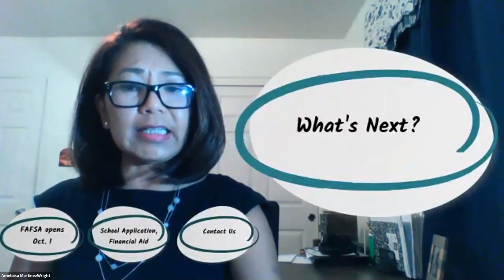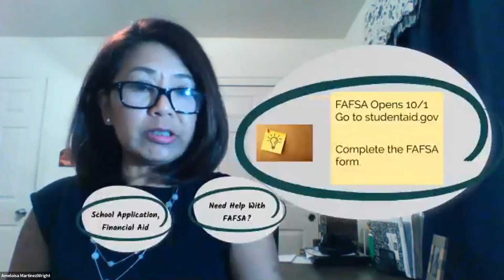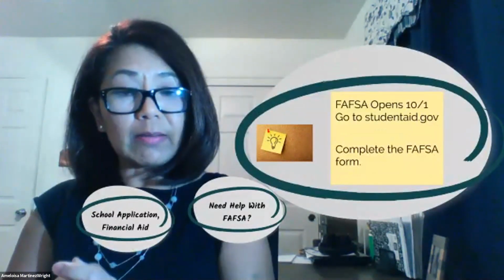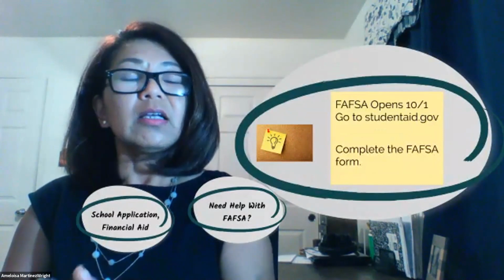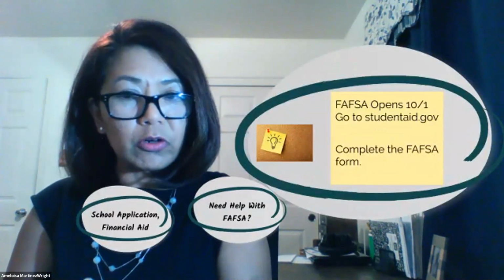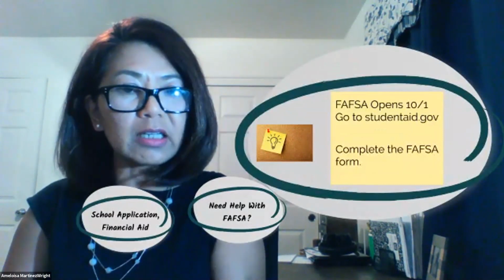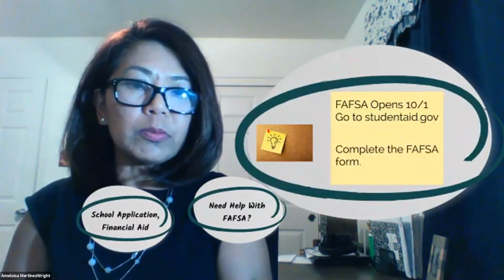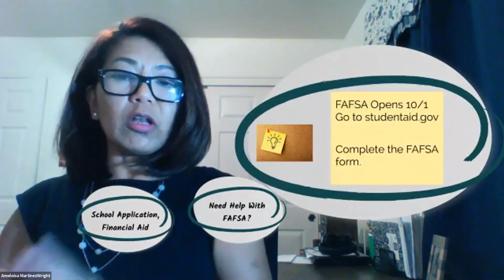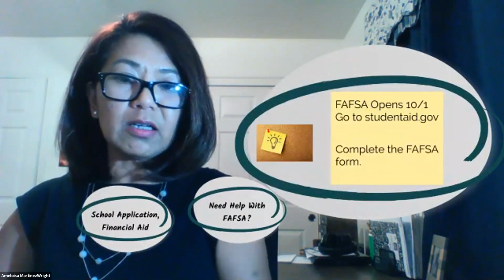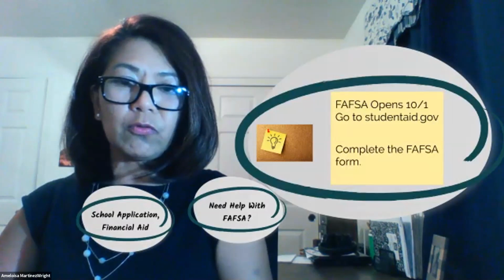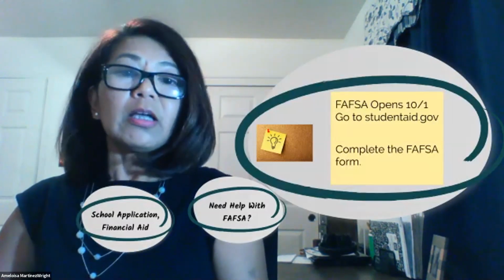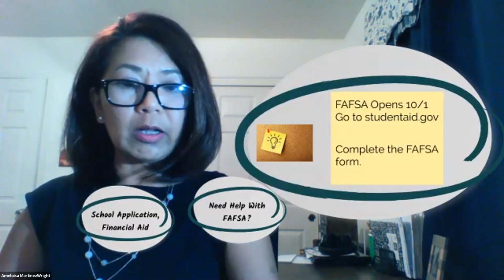Now that you have your ID, you will apply for the free FAFSA, the Free Application for Federal Student Aid. The FAFSA opens on October 1st. You go to studentaid.gov to file the application, and there you will complete the FAFSA form. For a lot of us, completing the FAFSA can be a very daunting process. So if you need help, we are here to help.